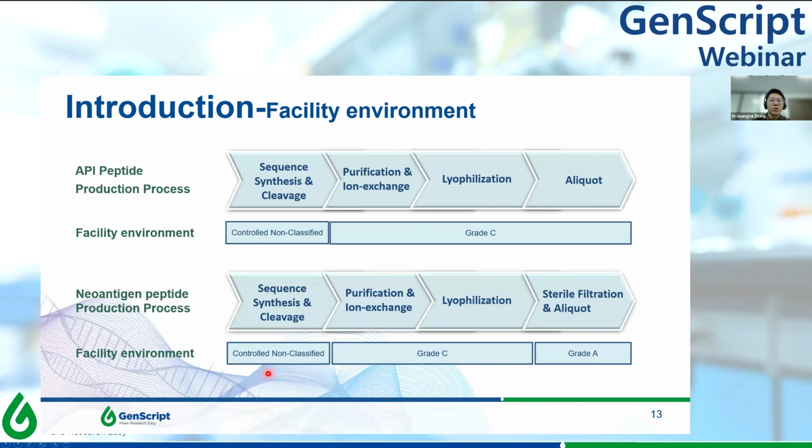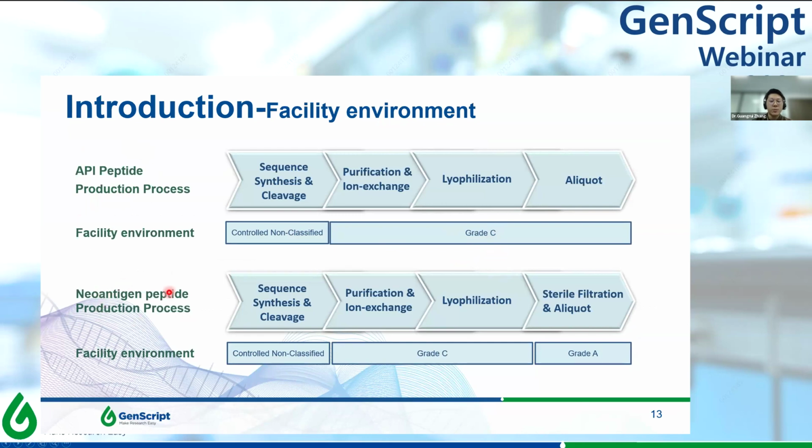And as we mentioned before, our GMP facility is designed with manufacturing lines, and here we show the different environments we prepare for them. API peptides are used as the drug substance in the final product. Thus, sterility is not mandatory. Therefore, a grade C environment is sufficient for the API.